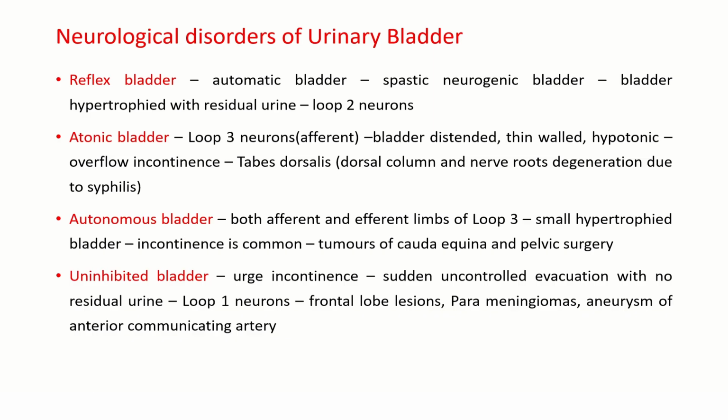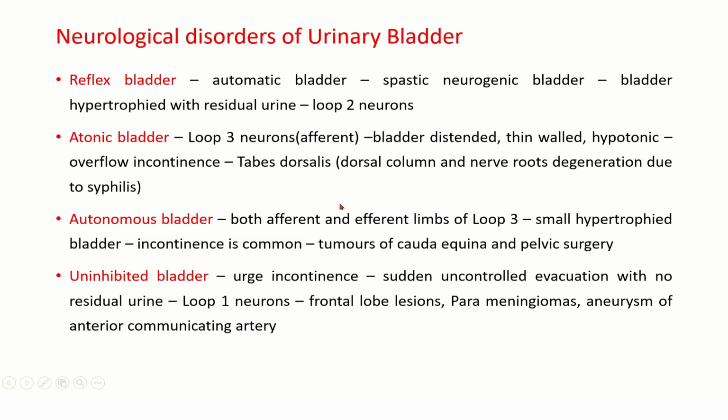Then the last but not least, the uninhibited bladder. It is mainly due to damage to the loop 1 neurons. So this results in urge incontinence, in which there is sudden uncontrolled evacuation with no residual urine. This results from lesions affecting the frontal lobe or parameningiomas or aneurysm of the anterior communicating artery, which supplies the important micturition center areas in the higher centers.